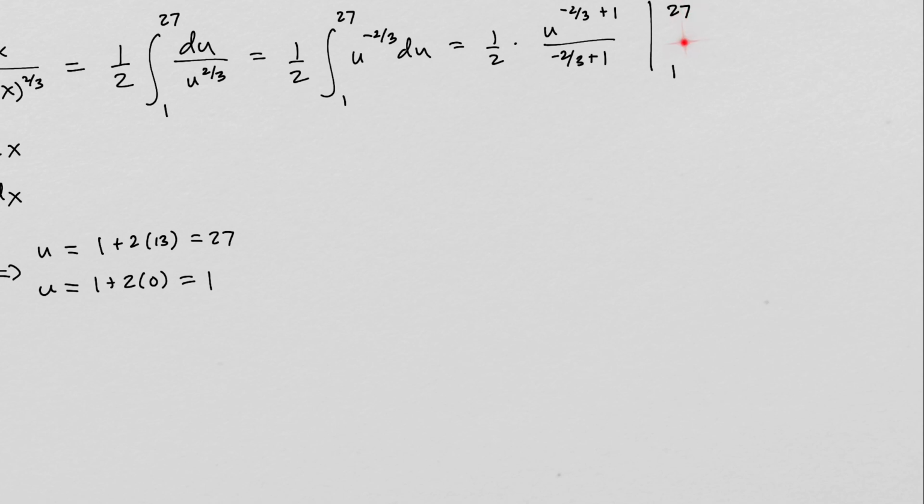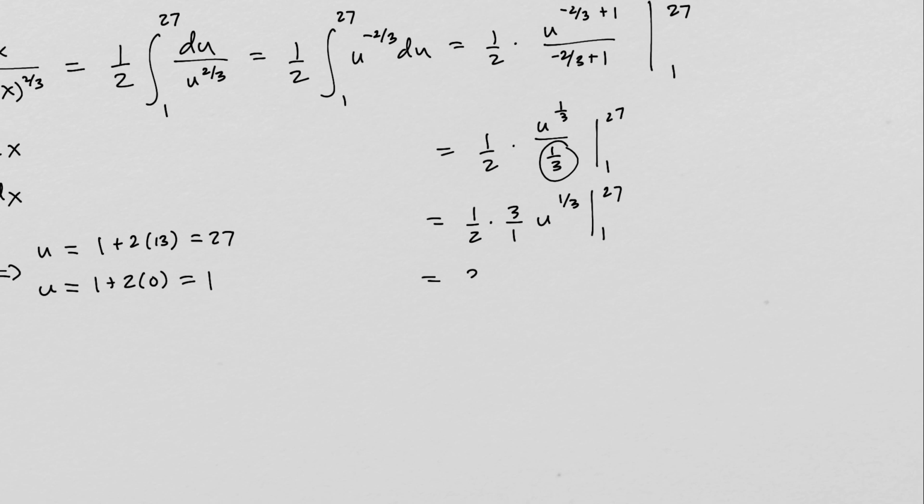Now, before you start plugging in these numbers, simplify this. So this is 1/2 times u to the 1/3 divided by 1/3. Okay, still not simple enough. This is 1/2 times, when you divide by 1/3, that's like multiplying by 3 over 1. And 1/2 times 3 over 1 is 3/2 u to the 1/3. And again, this goes from 1 to 27.